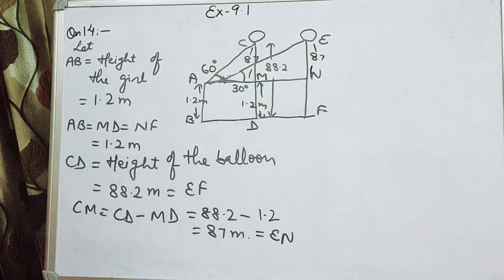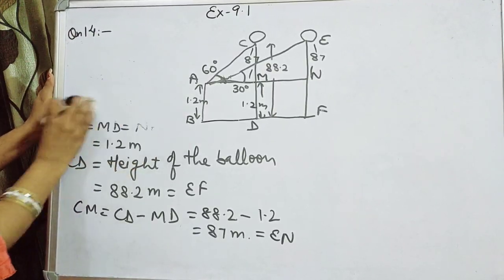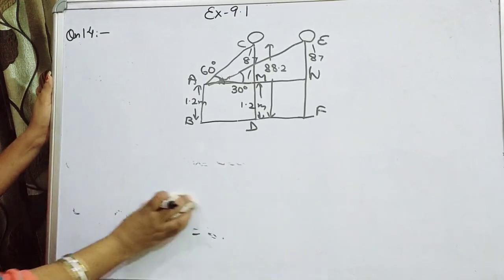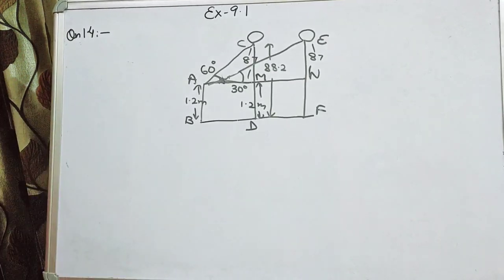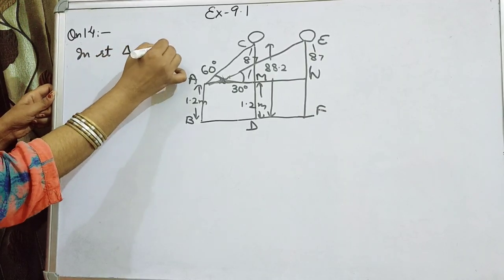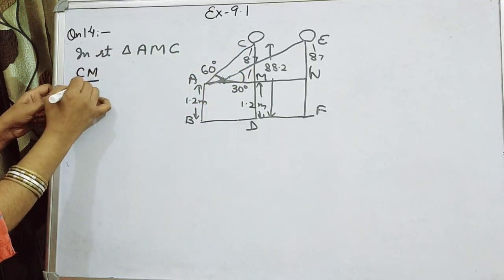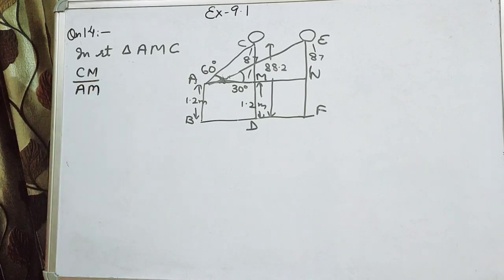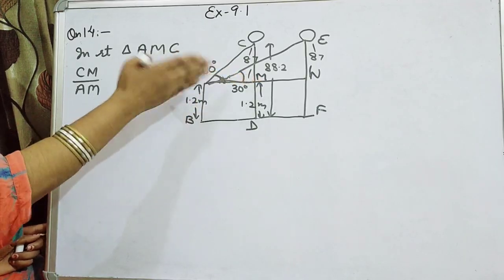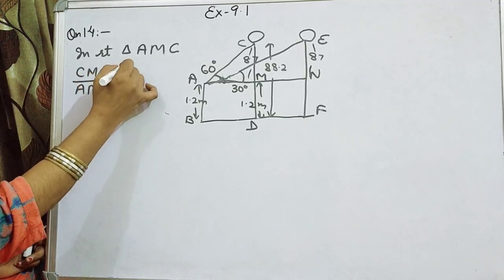Okay, so now we have to take two right triangles, and the first right triangle I would like to take up is triangle AMC. Can you see that? AMC. Now in right triangle AMC, I'm taking the ratio CM by AM. Now CM by AM, if you can observe here, CM is the perpendicular for this angle and AM is the base for this angle. So it is P by B, and perpendicular by base is tan 60.